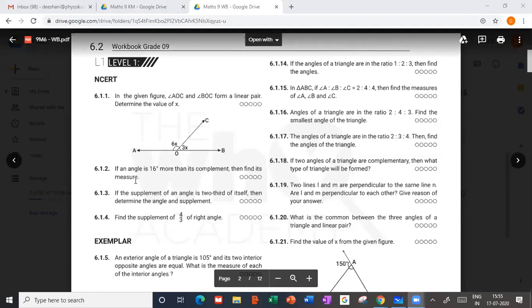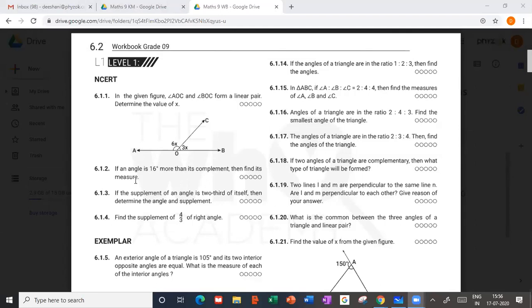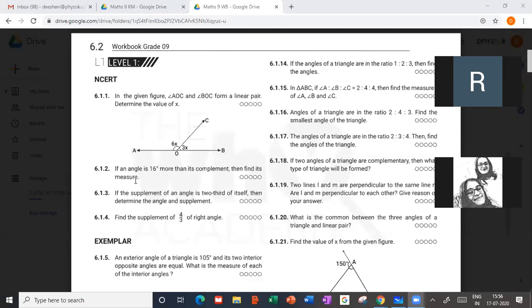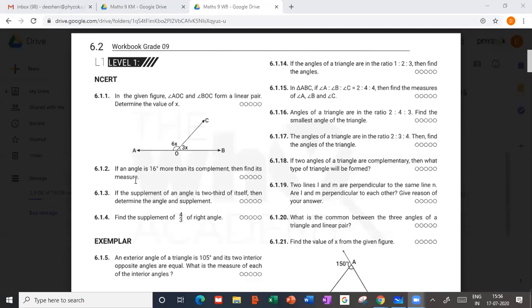If the supplement of an angle is 2/3 of itself, then determine the angle and the supplement. Your voice is not audible. Hello? I'm really sorry. Hello. Yeah, now we can hear you, ma'am. You hear me? Okay, cool. We can hear you, yeah. Okay, so the supplement of an angle is 2/3 of itself, then determine the angle and the supplement. Anybody?